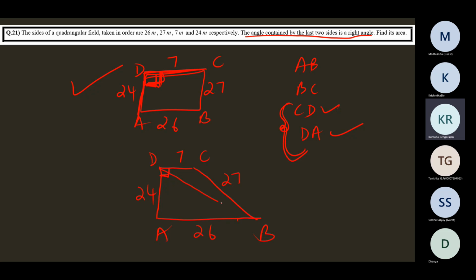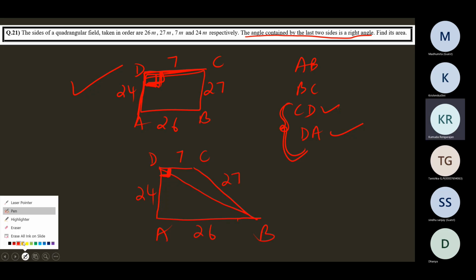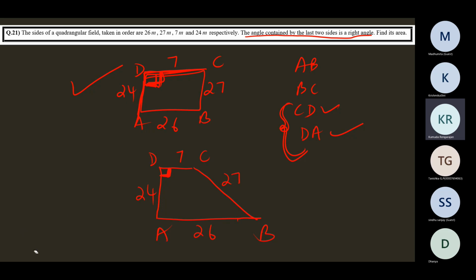When you join the diagonal DB, you're disturbing the right angle. So now the right angle is not completely in any triangle. You have disturbed it. So join that diagonal which does not disturb the right angle. When you join the diagonal AC, you are not disturbing the right angle. The right angle is in this triangle ADC. Okay. Now next, what do we do, children? Sindhu, what do we do next, after joining AC?